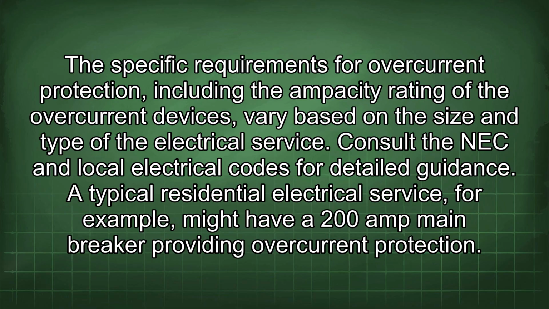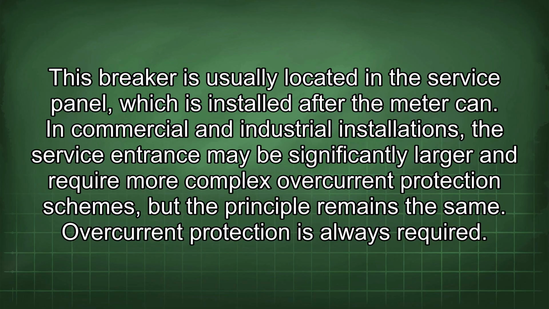A typical residential electrical service, for example, might have a 200 amp main breaker providing overcurrent protection. This breaker is usually located in the service panel, which is installed after the meter can. In commercial and industrial installations, a service entrance may be significantly larger and require more complex overcurrent protection schemes, but the principle remains the same. Overcurrent protection is always required.